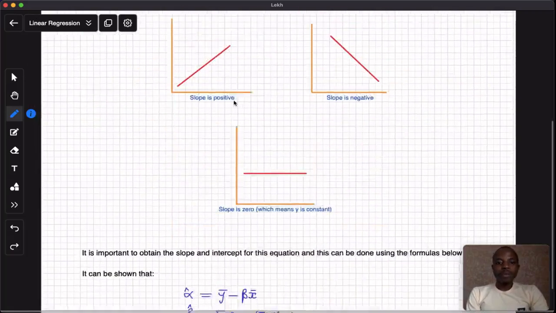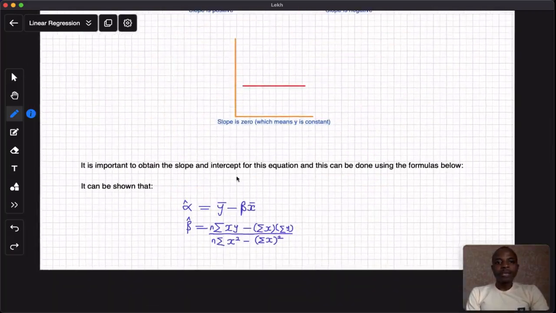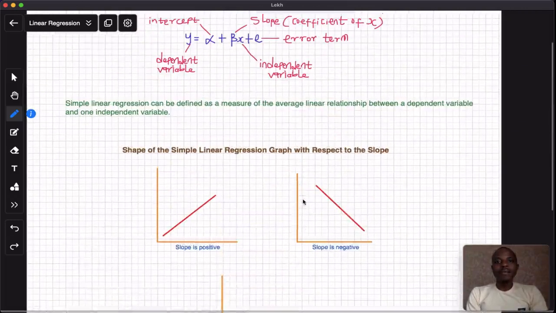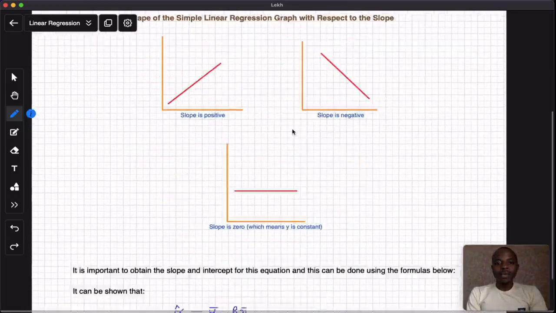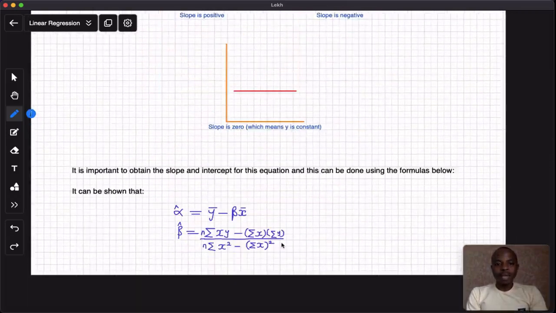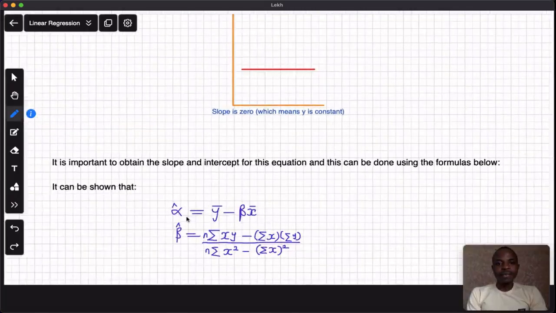Now, we move on. It is important to obtain the slope and intercept for this equation. So you have alpha and beta there, but you need to know how to obtain them. And it can be shown that alpha is equal to y bar minus beta multiplied by x bar, and beta equals n multiplied by the summation of x times y, minus the summation of x, all in bracket, multiplying the summation of y.